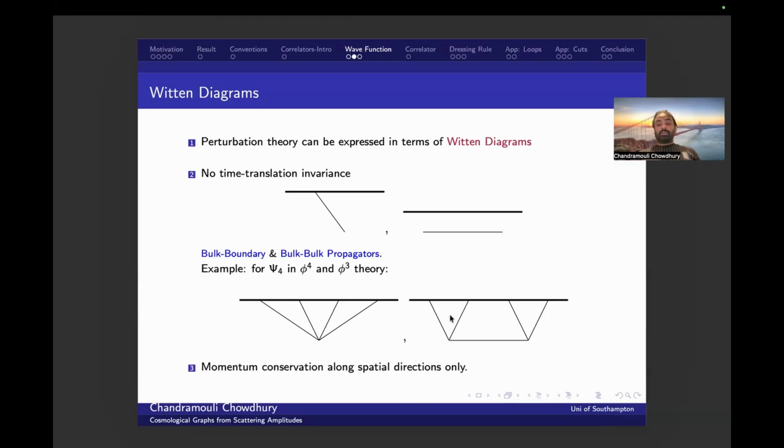Now, whenever you draw a diagram like this, you should know that momentum conservation only happens along the spatial direction, which is along the horizontal direction, and not along the vertical direction.